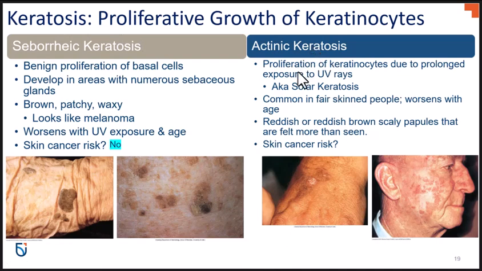Actinic keratosis. This is proliferation of keratinocytes due to exposure to UV rays, so ultraviolet rays. It's also known as solar keratosis. It is seen most frequently in those that have fair skin that don't use sun protection. The lesions appear as roughish, scaly, poorly defined, pink or reddish patches. Sometimes they can have a brown color to them, in areas that are most commonly exposed to the sun.